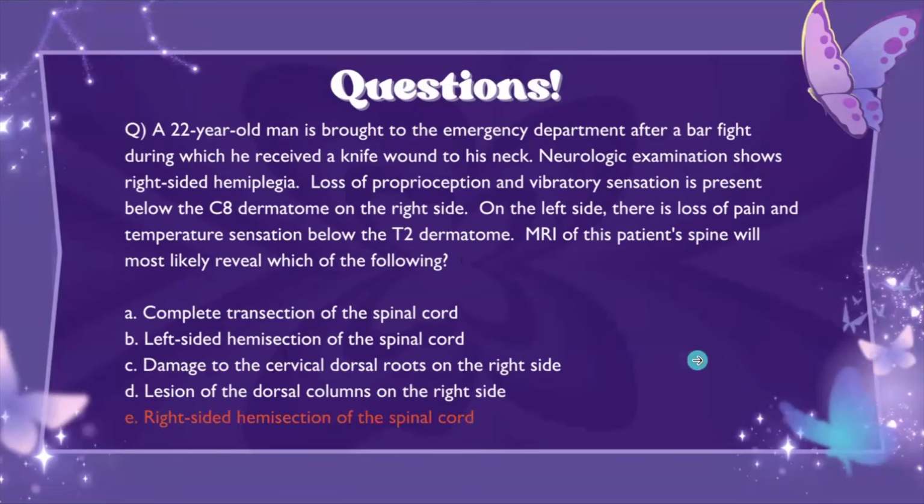Next, the answer to this is E. Why is the answer E? Because over here, you will see that the patient had right-sided hemiplegia. We are suspecting that this is Brown-Séquard syndrome. How do we confirm this? What was the distinguishing symptom that we knew? Contralateral loss of pain and temperature. So let's look for that. We want to look for left-sided loss of pain and temperature. Here, on the left side, you have loss of pain and temperature sensations. So this confirms to you that this is Brown-Séquard syndrome. So you would have right-sided hemisection of the spinal cord.